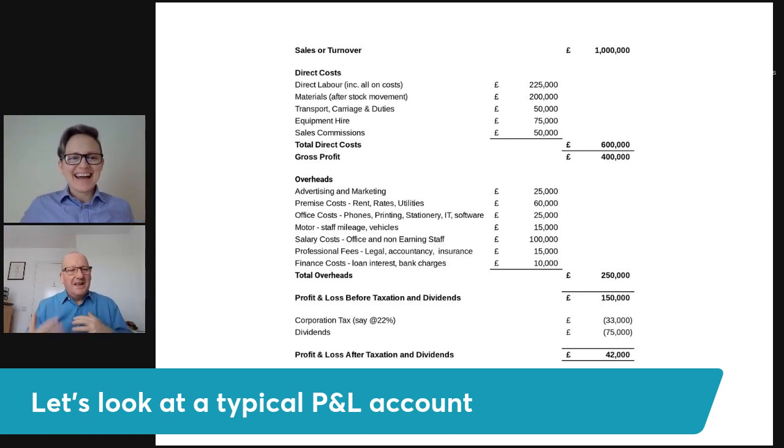That's right. And then at the end, we get the profit and loss. But the key thing here is that is before tax and dividends. And that is key, because if people are given a profit and loss account, they're usually given the figure there that's 150,000, and they think, woohoo, we've made a lot of money, we can spend some money.